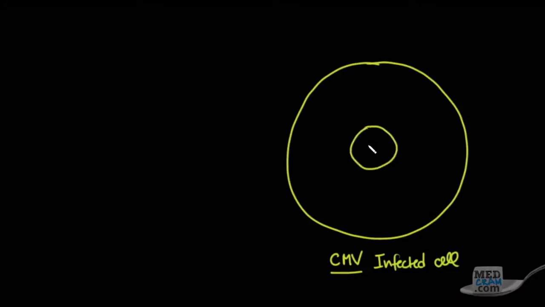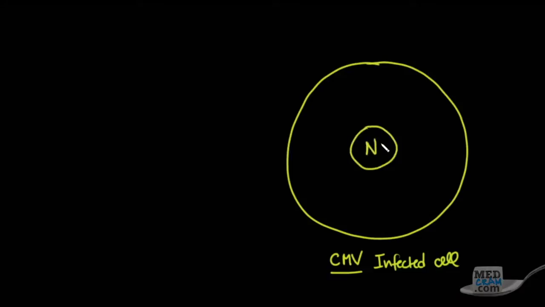So the first thing that you have to understand is that there is a cell which is infected with a virus. And in this case, it was a CMV infected cell. CMV stands for cytomegalovirus. It's a common virus that can cause a chronic infection.